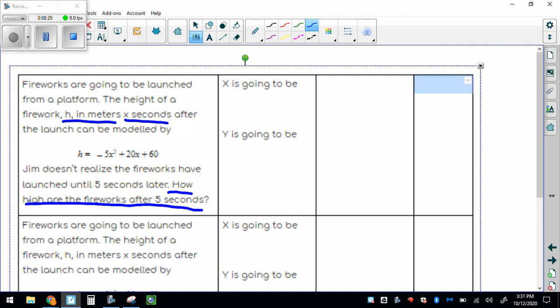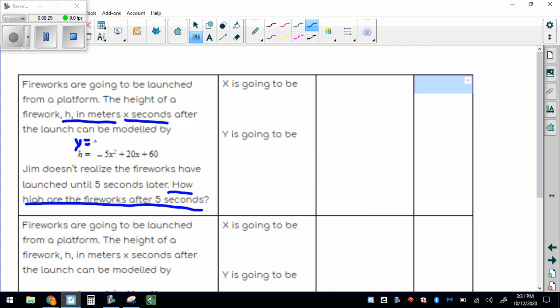All right, so I'm underlining all the important stuff. So remember, I've got to rewrite this as y equals, and luckily in this case, x is already x, 20x plus 60. All right, so x is going to be x. That one's nice, and we're talking about seconds. It's a time. Remember, x is usually time. And then y is h. It's replacing the h. And that's the height in meters.